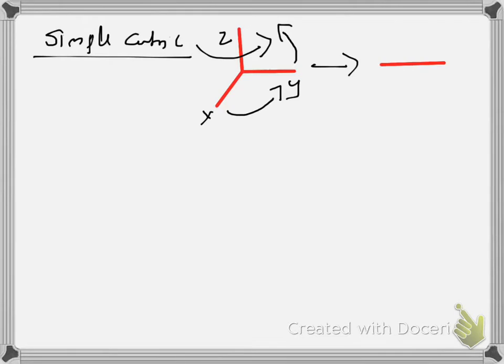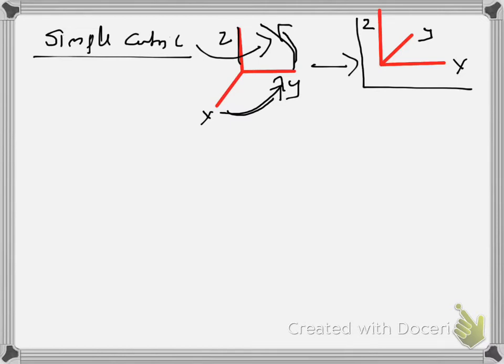So the new picture is like this. This is x, this is z, and this is y. X moves to this position, then it becomes x. Y moves to the back position, and z remains there itself. This is the coordinate axis for representation of lattice planes. That you have to remember first.